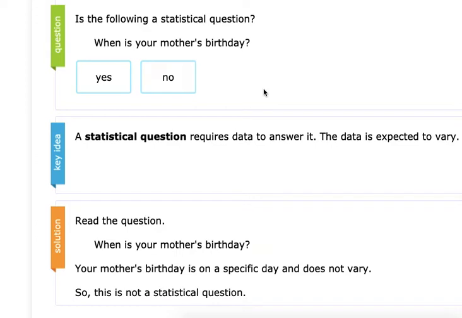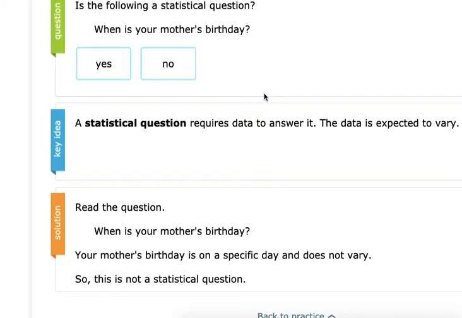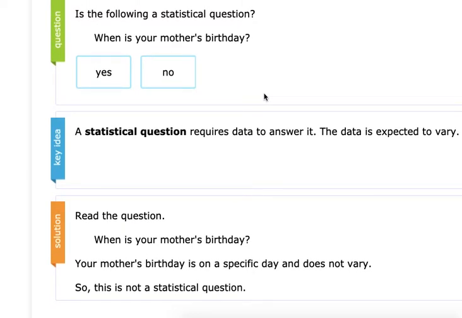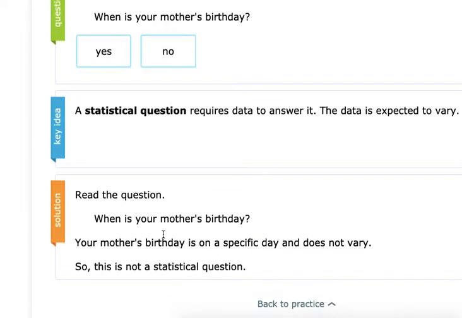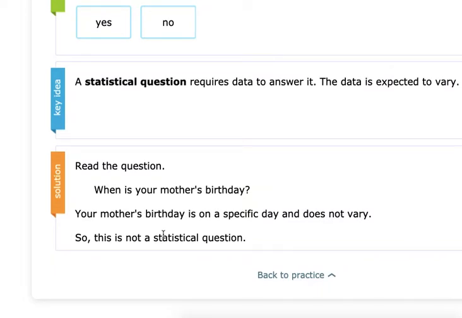So let's look at this question up here. And we can read down here that they say, if we ask you, it's asking about your mother's birthday. That has a specific answer. If I asked you that question, you would be able to answer it, and there's going to be no variance. Every time we ask you that question, it would have a specific answer. So if we read right down here, that's what it says. Your mother's birthday is on a specific day. It does not vary. So this is a non-statistical question.